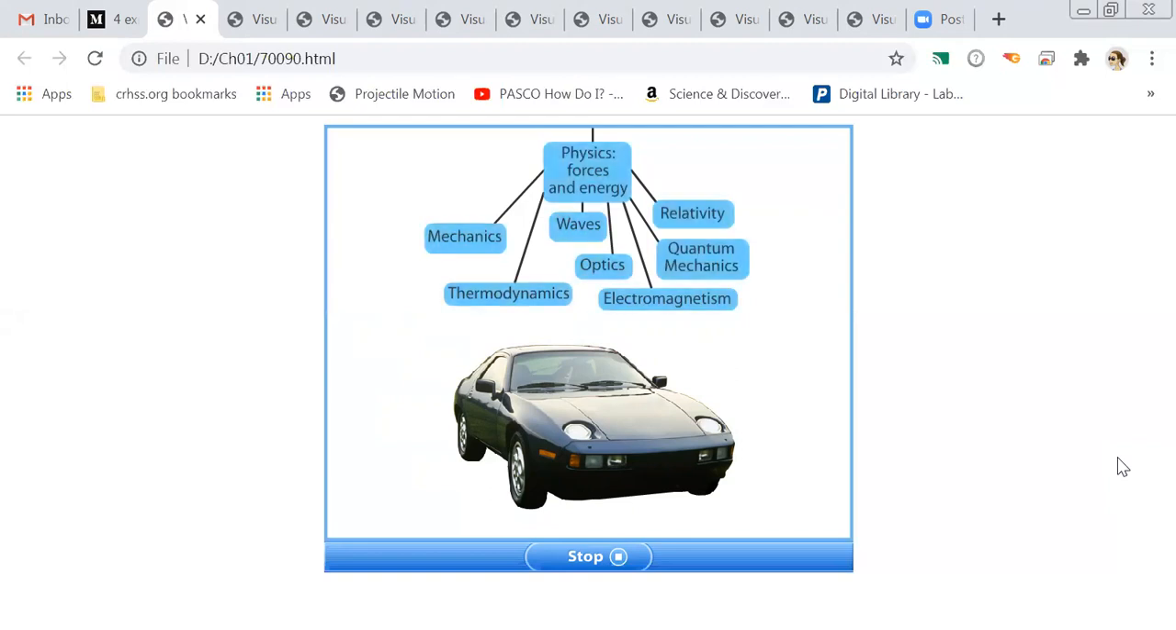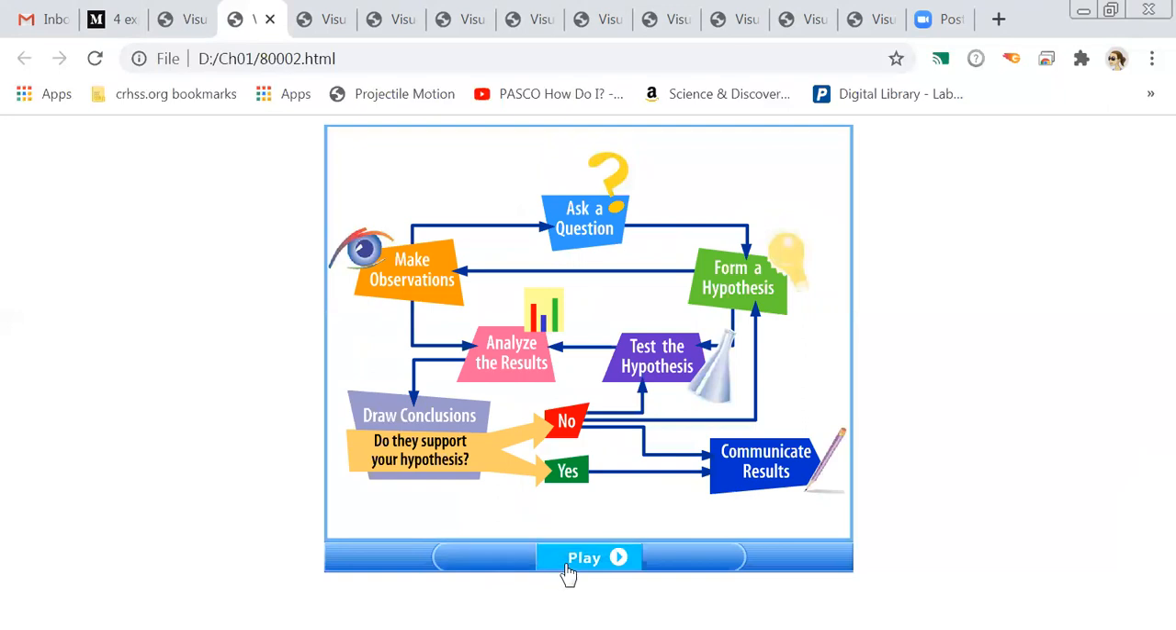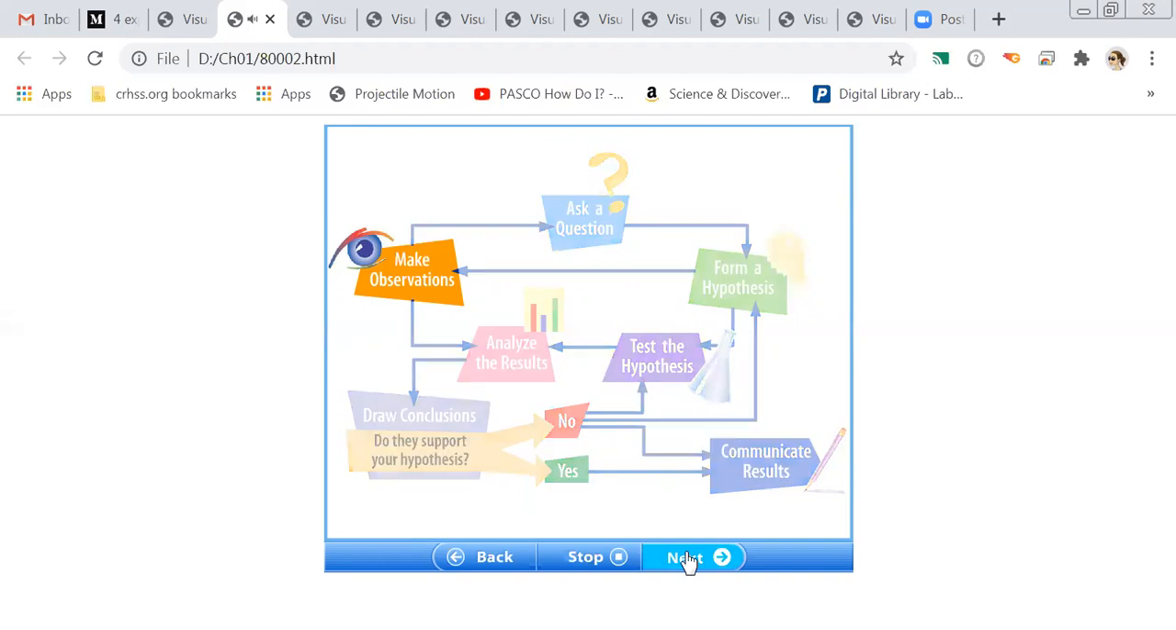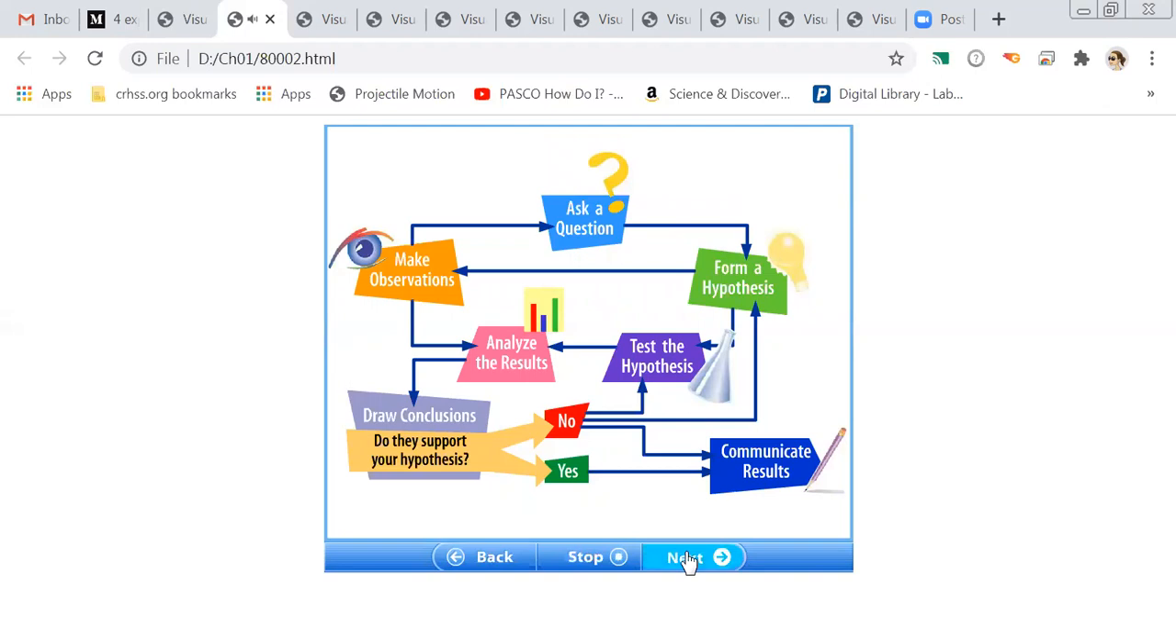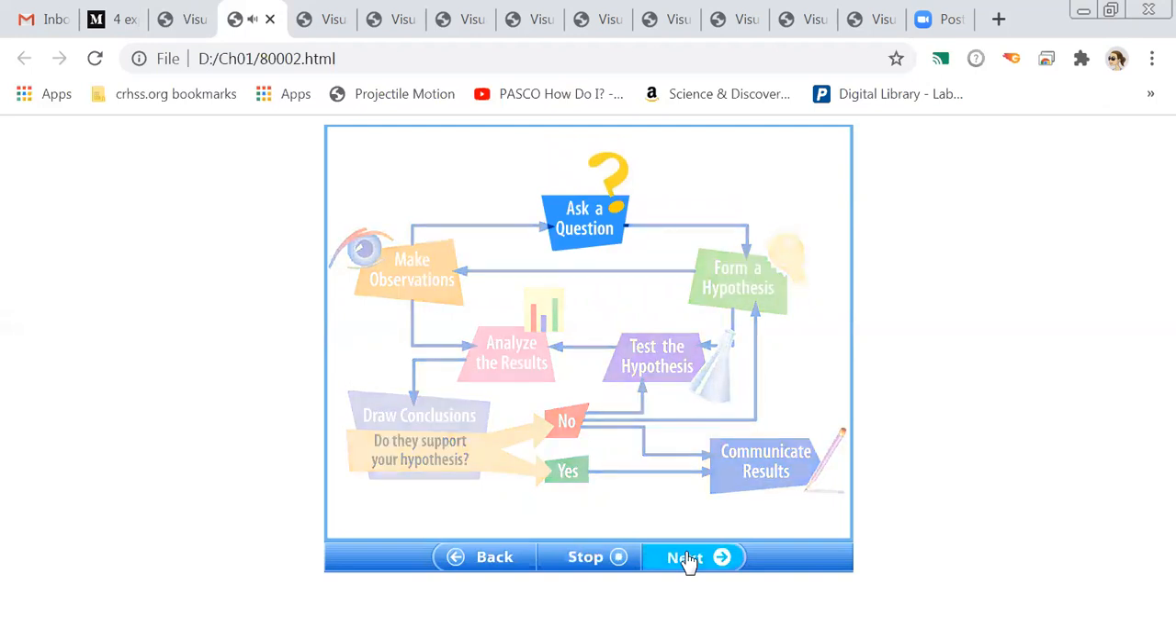Number 2 is the scientific method. Here we go. Most scientists follow these 7 basic steps of the scientific method. First, scientists make observations. For example, paleontologists observe fossilized dinosaur remains in order to learn about dinosaurs that once roamed the earth. These scientists' observations often lead to questions.